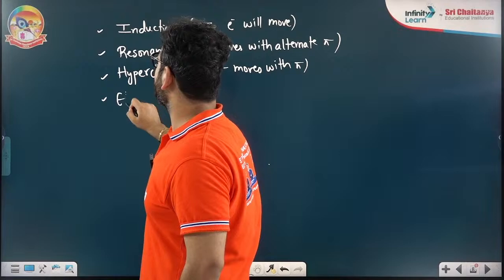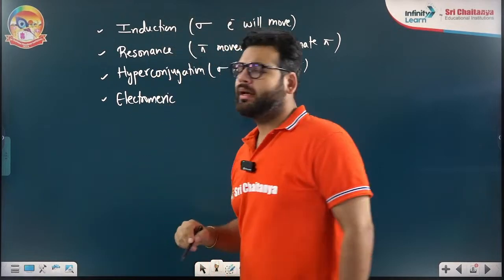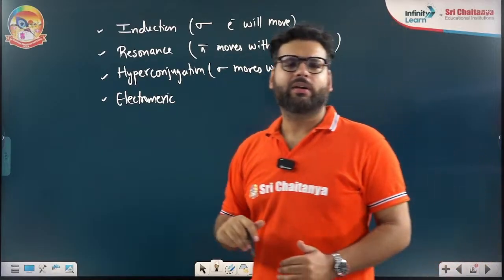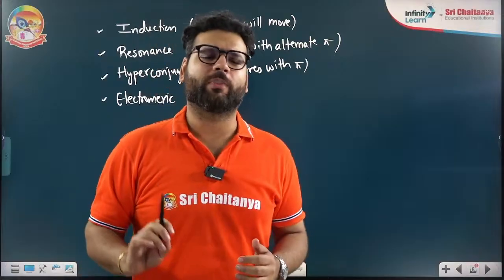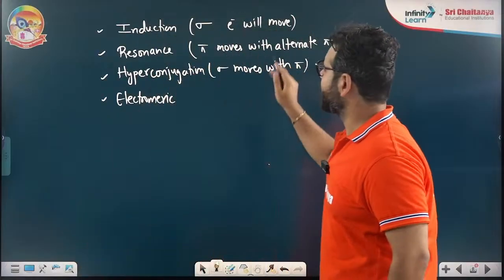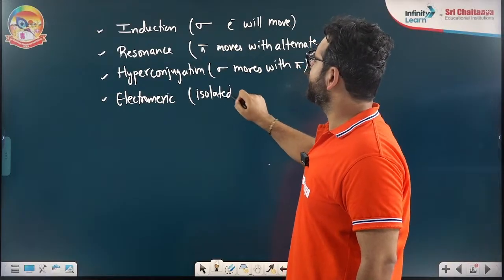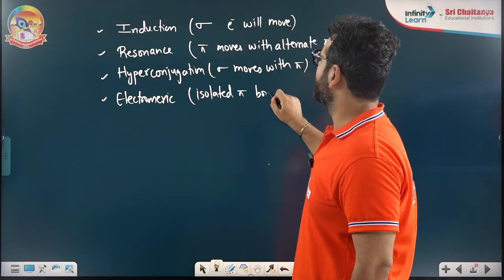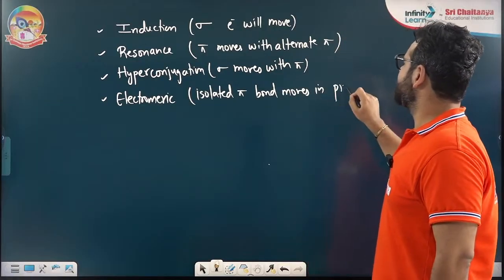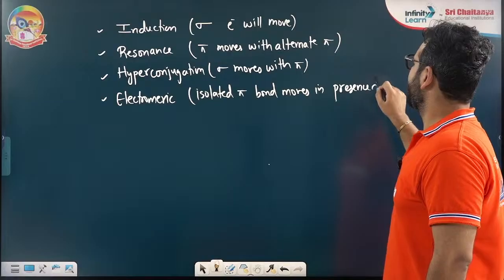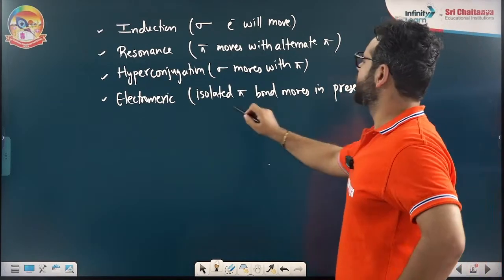And in the electromeric effect, what happens? First, I will teach you the electromeric effect because it's a simple one. In the electromeric effect, pi electrons will move, but not in conjugation with pi. So, an isolated pi electron will move. An isolated pi bond moves in the presence of an attacking species.